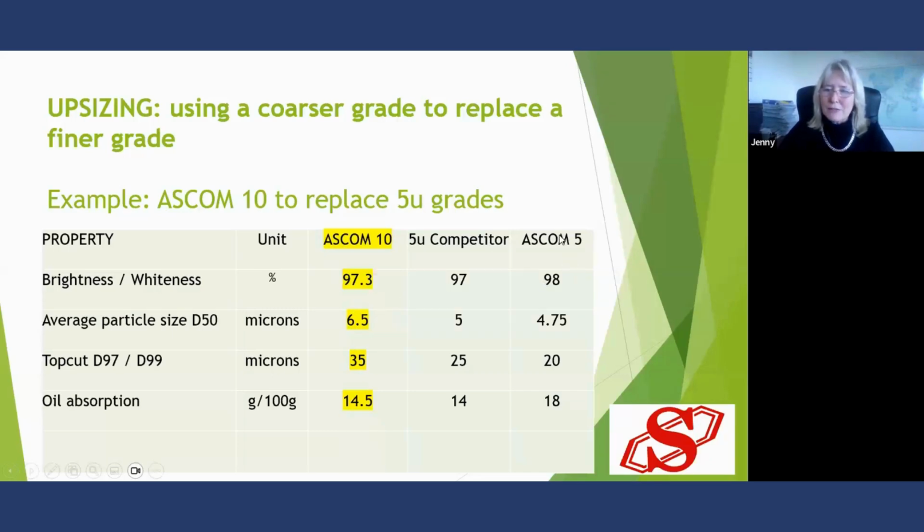And if you compare that, for example, to Ascom 5, the 5 micron equivalent, which has got a 5 micron D50 average particle size, and also other competitors of 5, the Ascom 10 with a D50 of 6.5 is quite close. So maybe you can use Ascom 10 to replace a 5. So it's just a trick, a suggestion. Try it and see. It might not always work. Sometimes you don't get the results, or the product is worse off than before, then don't do it. But if you can do it, you can save on cost.